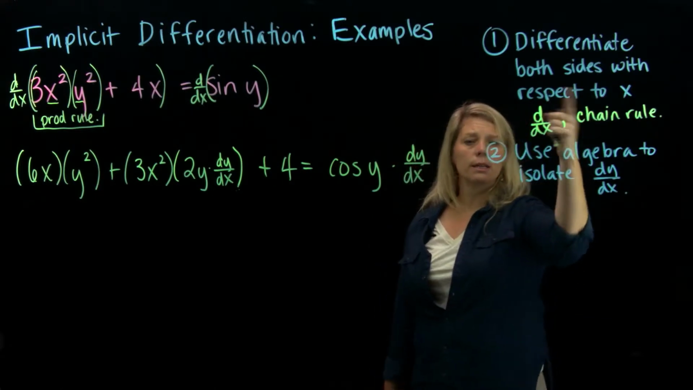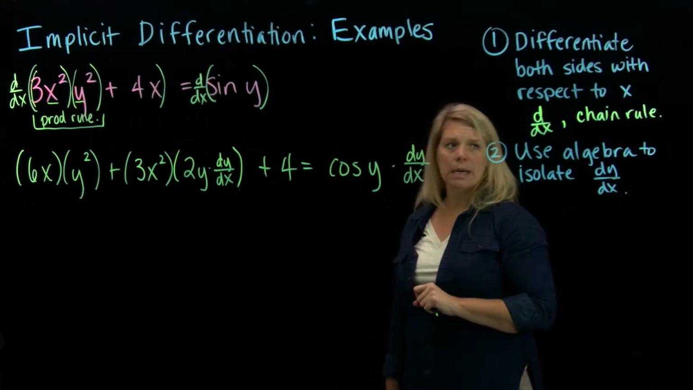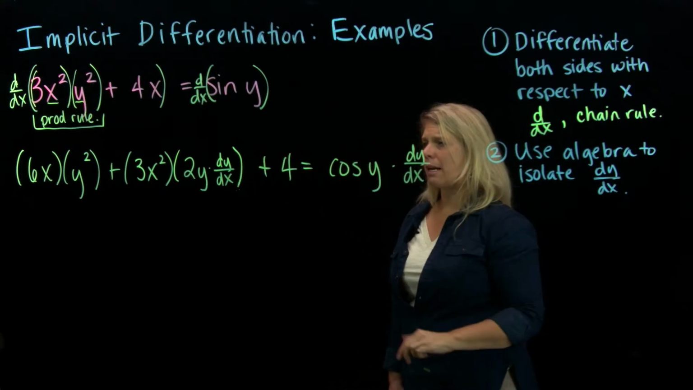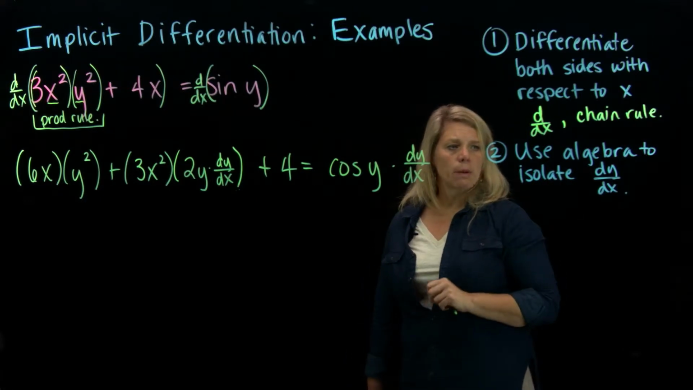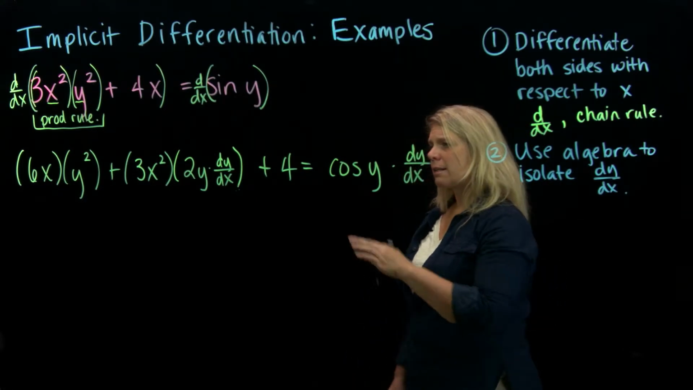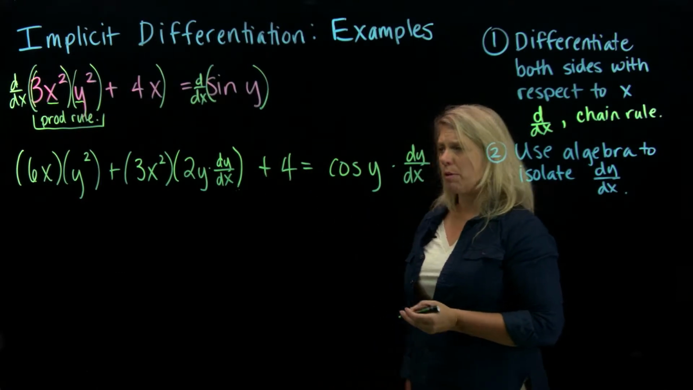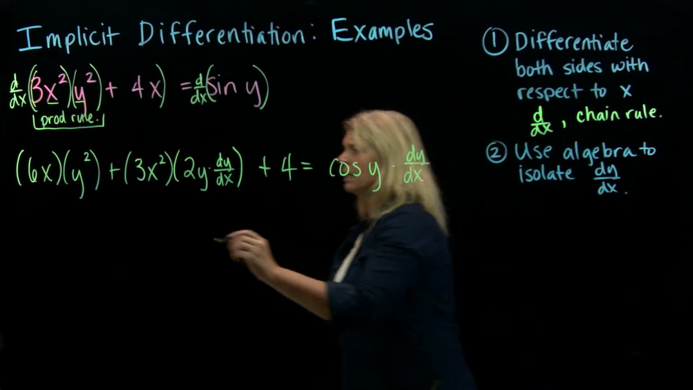Okay, so I've now completed this step, differentiate both sides with respect to x. I applied d dx to both sides of the equation. I did that and rewrote it. And then we're going to use some algebra to isolate the dy dx. Before I do that algebra, I'm going to just tidy up the left side of this equation and remove some of these extra parentheses that I don't really need here.